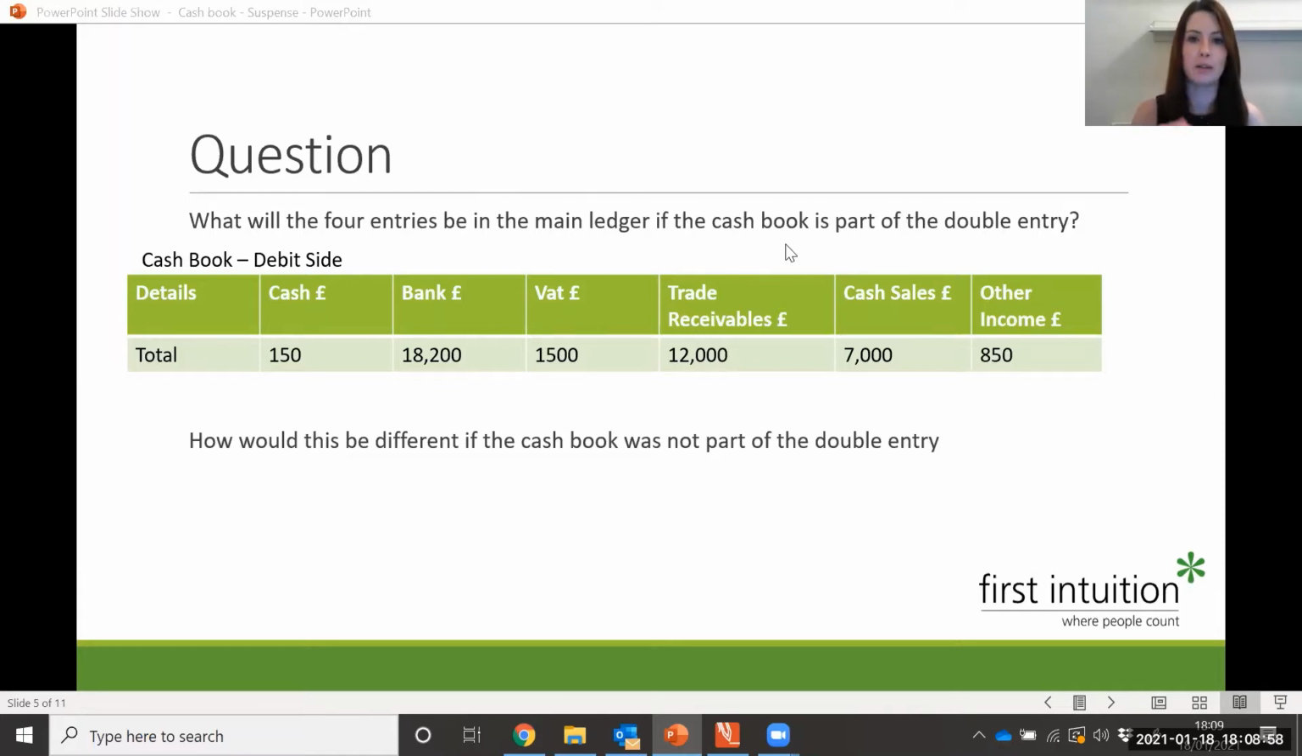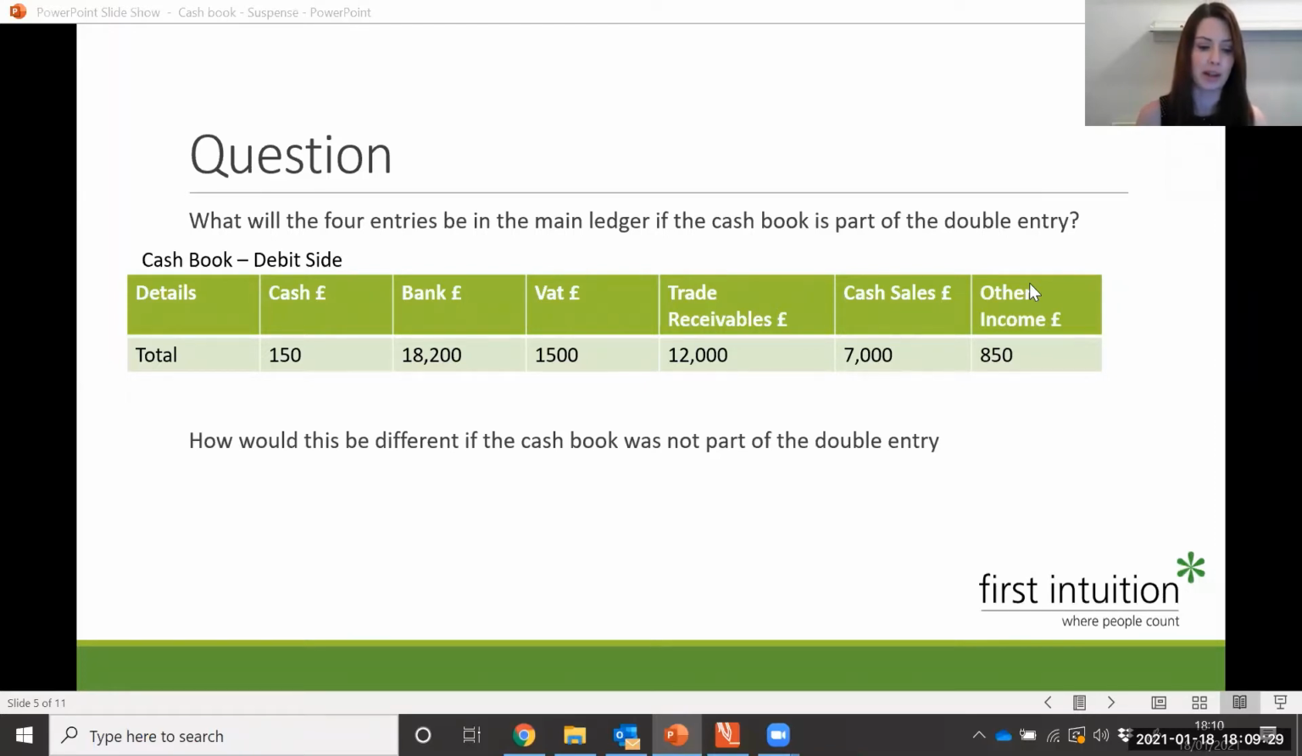Sorry if I'm looking down, I'm just looking down at the chat box. Is it bank? Not bank. So look at the headings. Other income. Yeah, other income. Brilliant. So in the cash book, the VAT, the trade receivables, cash sales, and other income is a debit. So in our main ledger, what will the entries be for them 4 accounts?